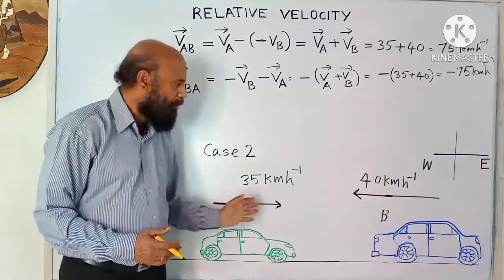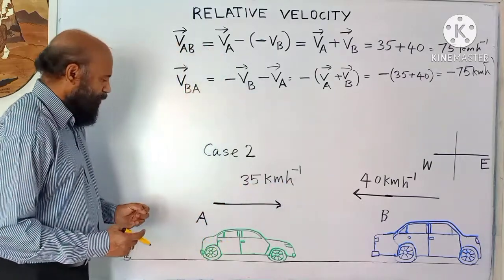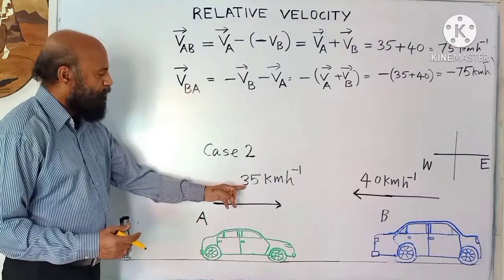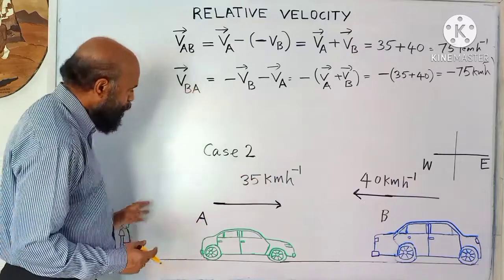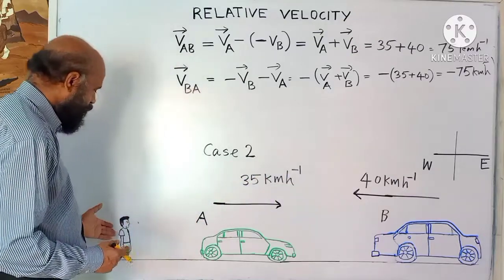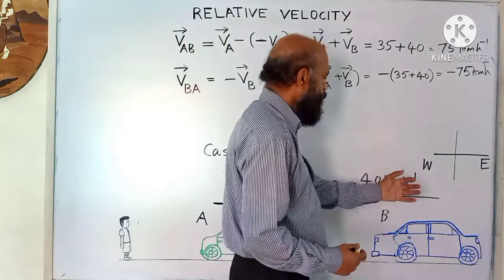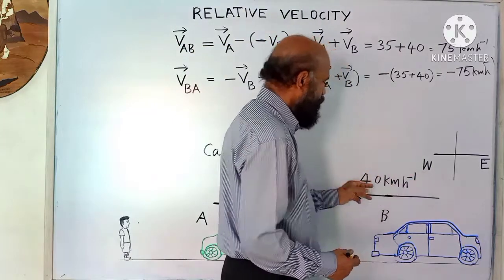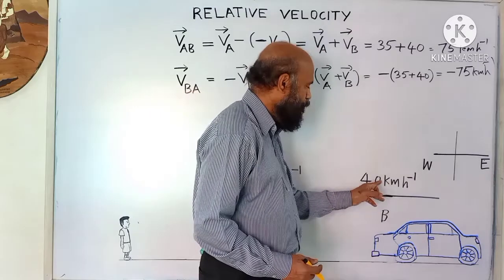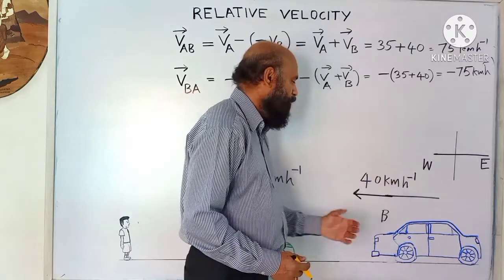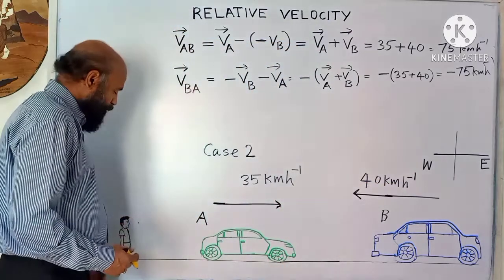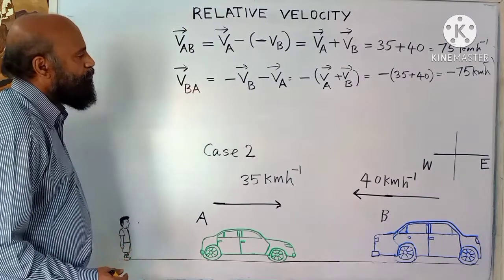Now case 2. Cars are moving in the opposite direction. Car A is moving with a velocity of 35 km per hour towards the east with respect to the boy on the ground. Car B is moving towards the west with a velocity of 40 km per hour with respect to the boy.